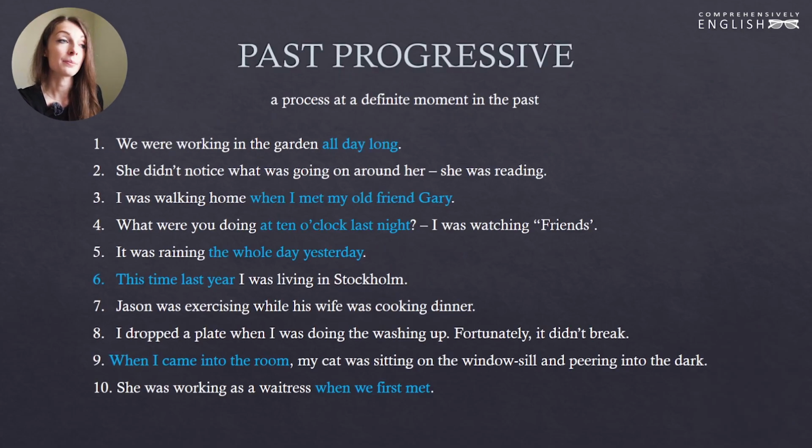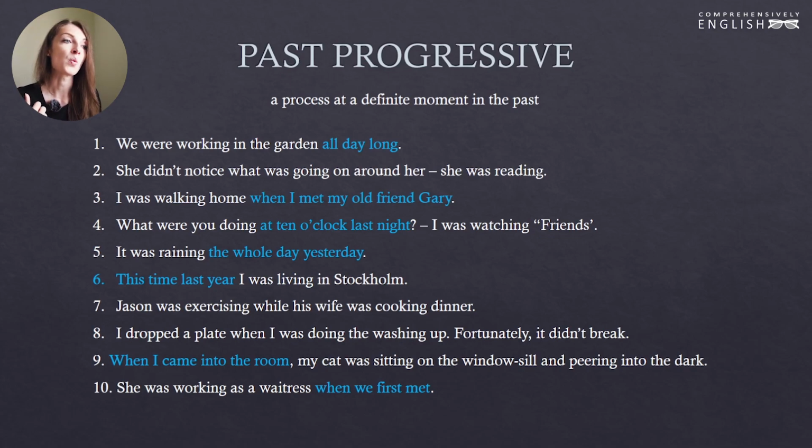Let's look at some examples. We were working in the garden all day long. That's a process in the past. All day long shows us that the action was in progress. That's why it's not enough to use just the past simple tense. We need a progressive tense. In our case, it's the past progressive tense. She didn't notice what was going on around her. She was reading, again, a process in the past.